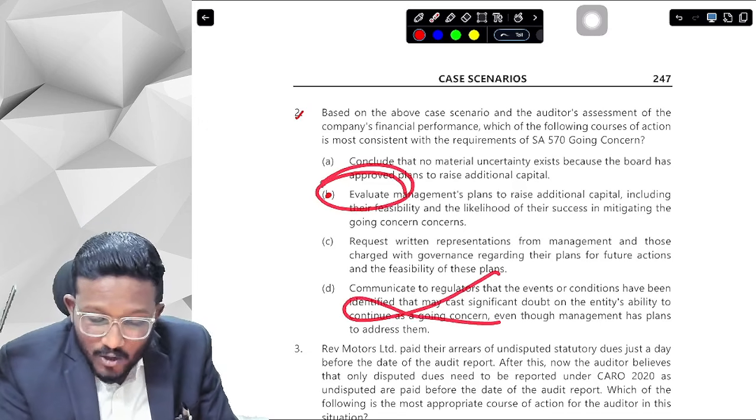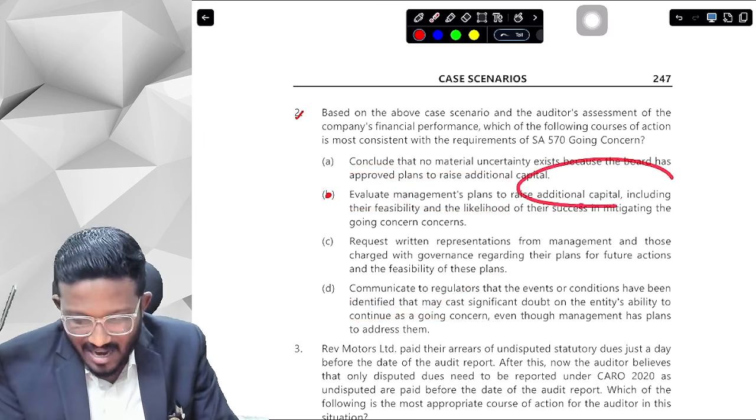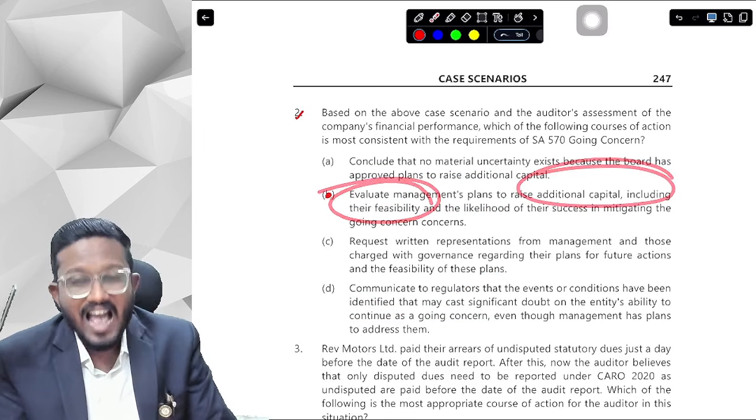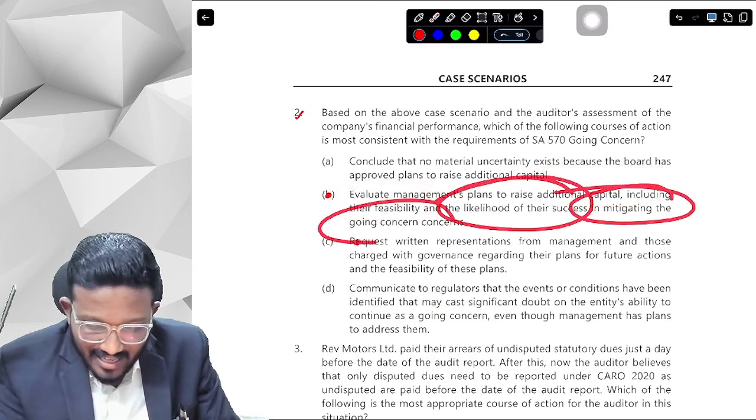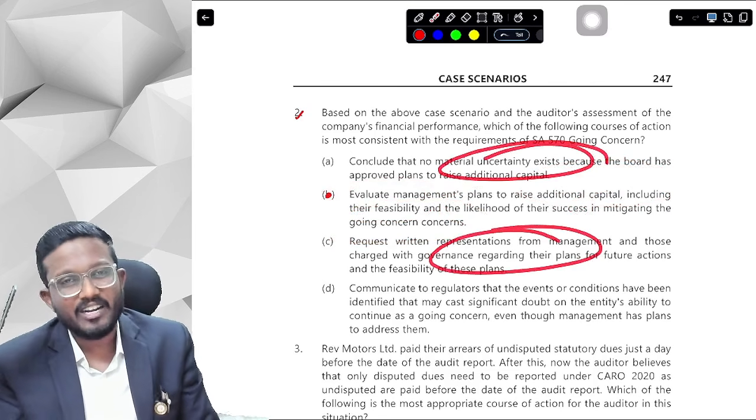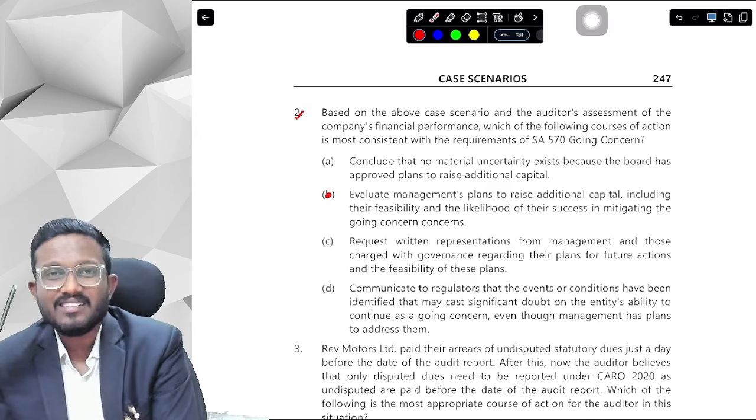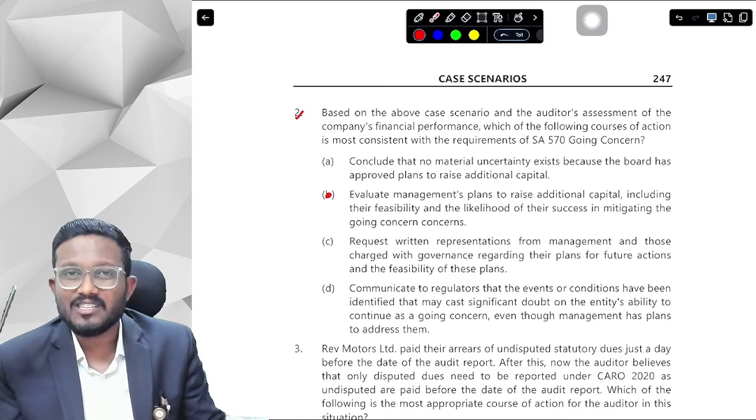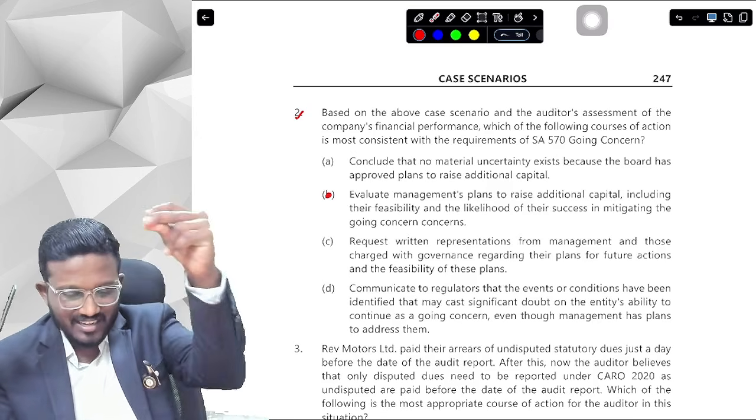We need to evaluate the management plans to raise additional capital, including their feasibility and the likelihood of their success in mitigating the going concern concerns. This is the combination of these two particular things, that we need to evaluate their plans, their feasibility, and whether they will improve the situation or not. Okay, yes sir. Next is what, sir?